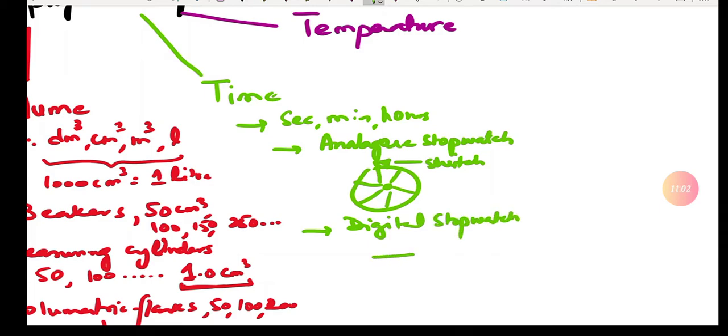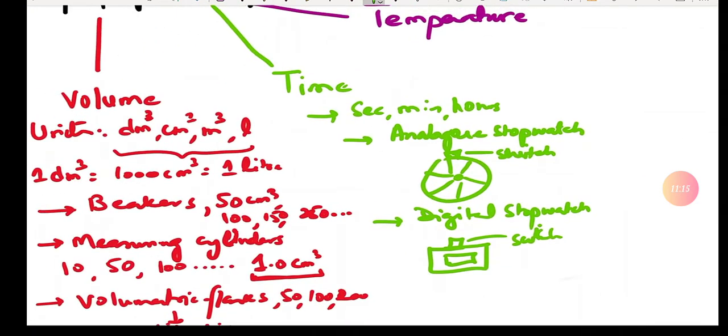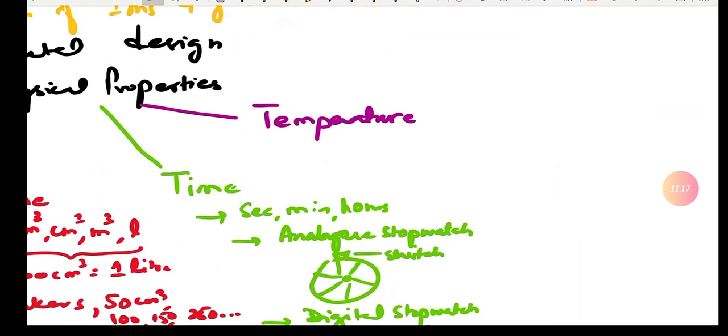A digital stopwatch may have a screen in which a digital number is shown, and once again switches are there to measure. For accurate reaction measurements, we need a stopwatch to measure time.